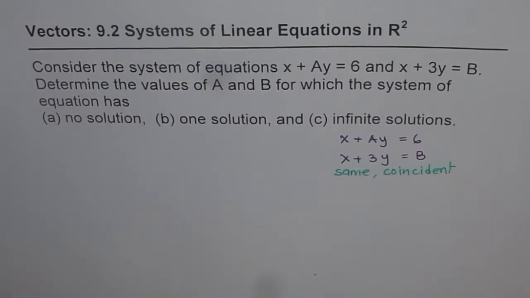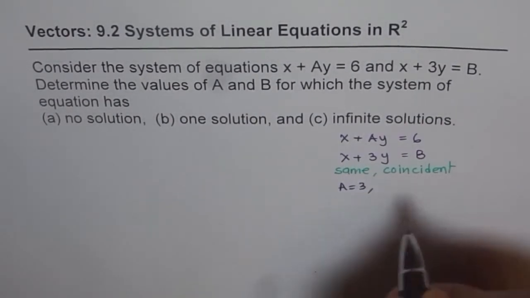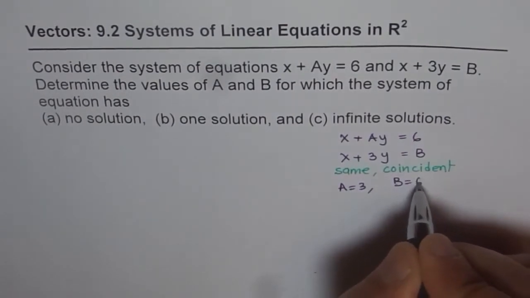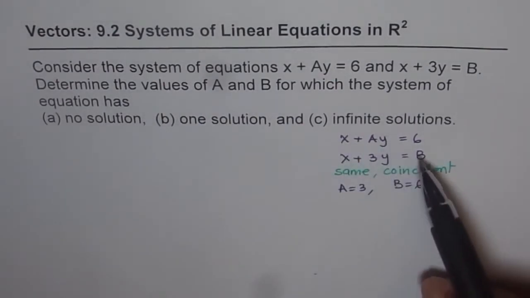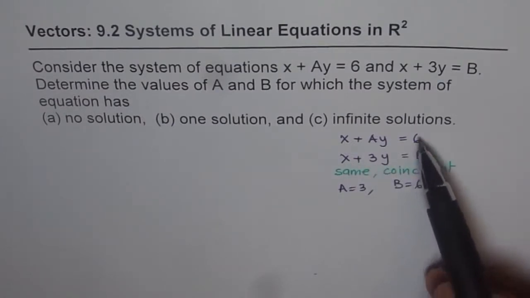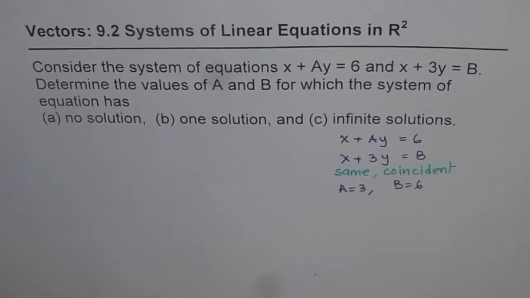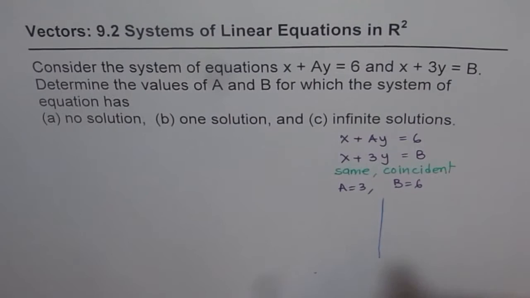So these two lines can be the same under what condition? If a is 3, for example, let us say a equals 3, and if b is 6, then they're exactly the same lines, correct? Then the first line will be x plus 3y equals 6, and the second will be x plus 3y equals 6, right? Exactly the same lines. So if they are the same lines, they will intersect at each and every point, correct? And so they will have infinite solutions. That's how we understand these lines.